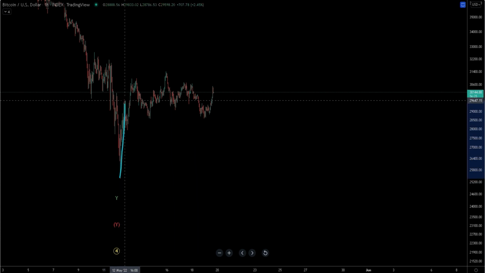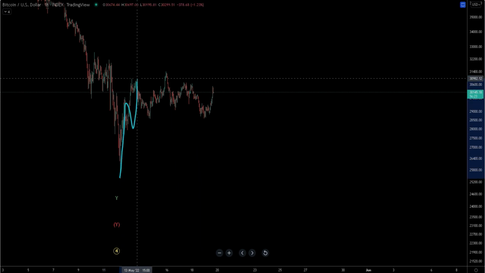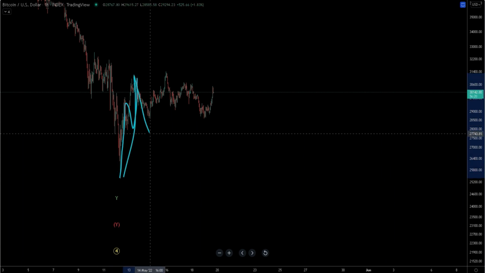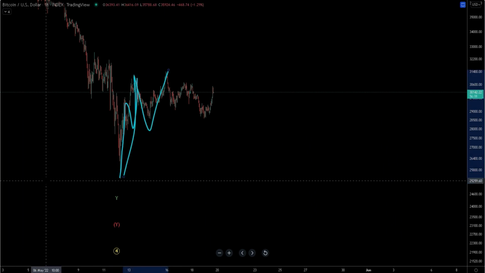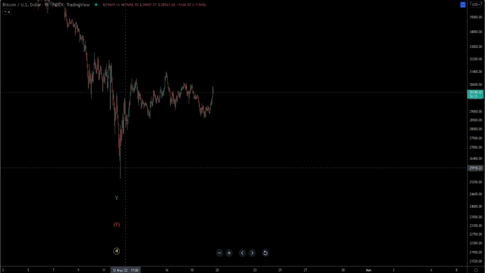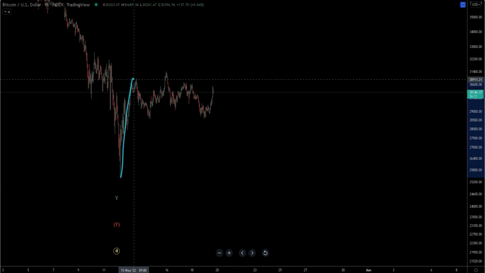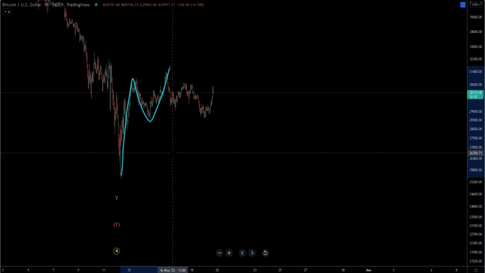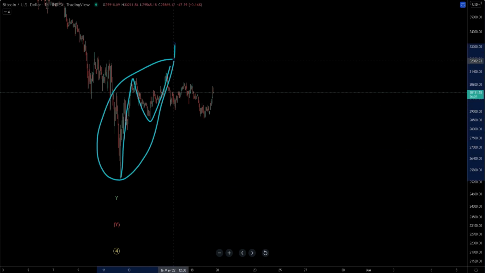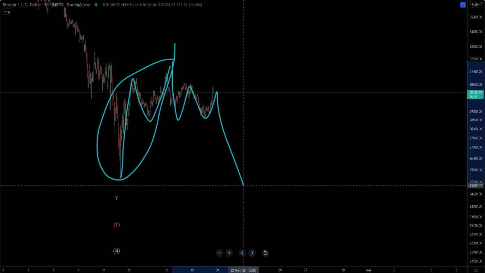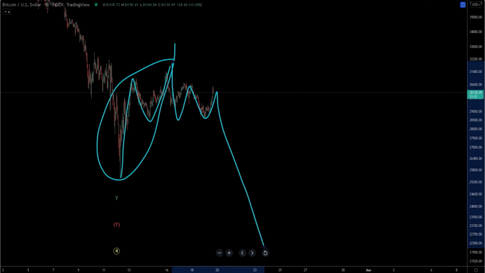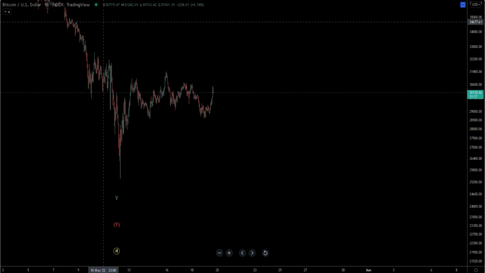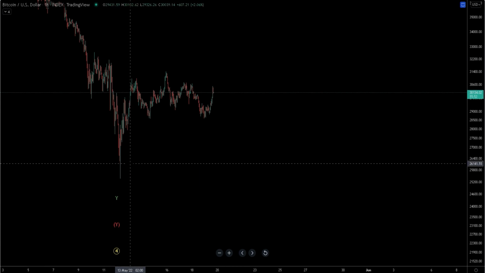This is a 3-wave move. This is a bigger 3-wave move. And this is a bigger 3-wave move. Now let's talk about what could happen from there. So we know for a fact that this is a 3-wave move. Two things can happen. Either this is all done, and we're starting down now to make a lower low, and we will make a lower low, or we're just combining for a bigger 3-wave move.